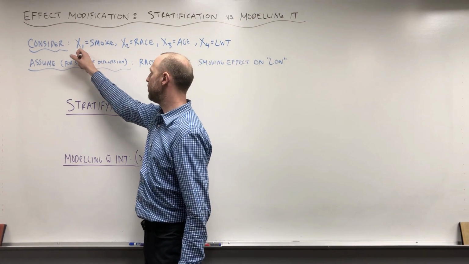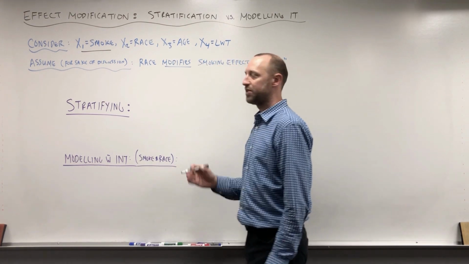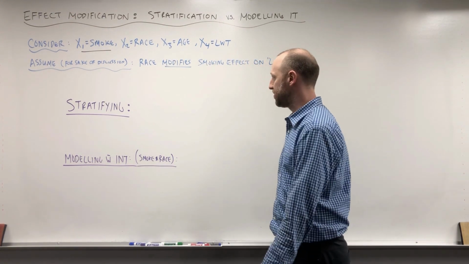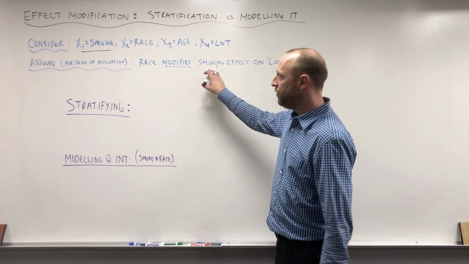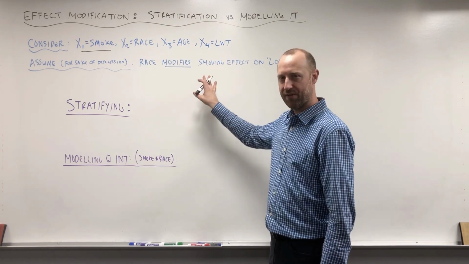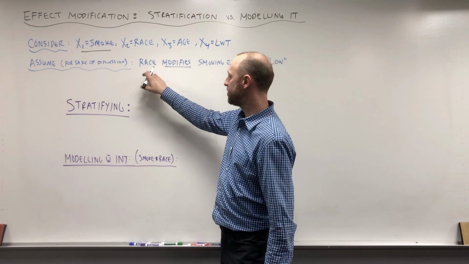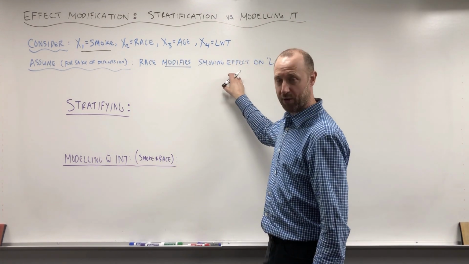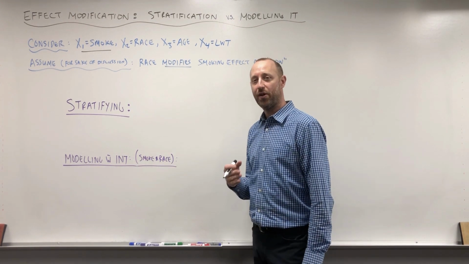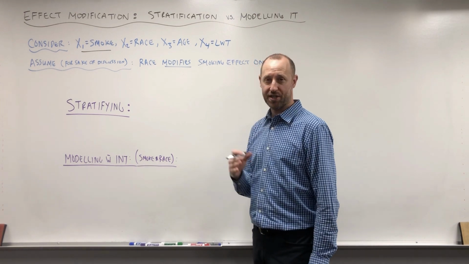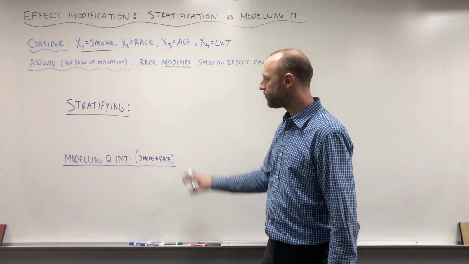And we're going to say, suppose X1 is our variable of interest, smoking, right? What effect does smoking have on risk of low birth weight? And for the sake of the discussion, we'll actually find out that this is not quite there, but let's suppose that race modifies the smoking effect. So the effect that smoking has on low birth weight changes depending on race category.